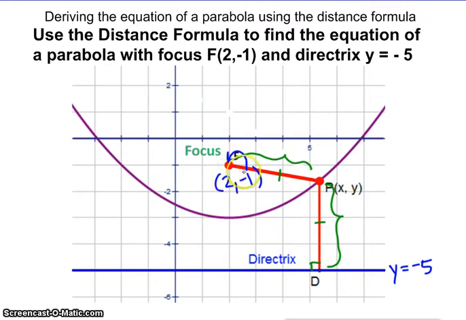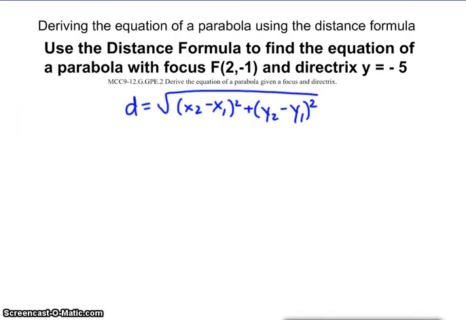Now, notice I have (2, -1) for the focus, (x, y) for P, and I need a point for D. I know the y value is -5, but I don't know the x value. However, I know it is perpendicular, it's straight down from P, and P has an x value of x. So I have 3 points.